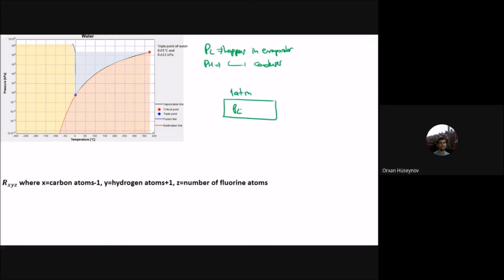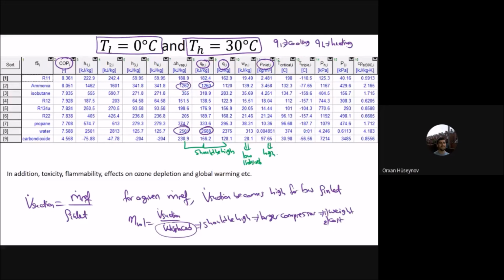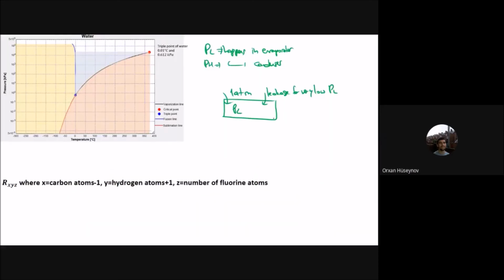If the pressure is very low, you can have leakage. So for very low PL, this one is also not desirable. For example, for water, you can see that the low pressure is very, very low. So this means that you can have leakage. To prevent leakage, you have to have thicker walls and a complex structure that doesn't allow any leakage problem here. And if the pressure is high, let's see the condenser case now.